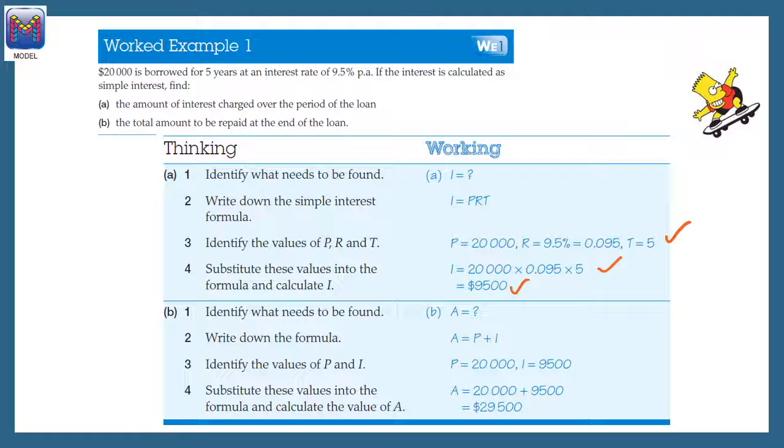All right. Now, in part B, the total amount to be repaid. So the total amount to be repaid is the principal that you borrowed plus the interest. The principal's 20,000, the interest was 9,500 because we got it from just up there. Add them together, you pay back $29,500 because you didn't have the $20,000 to start with.